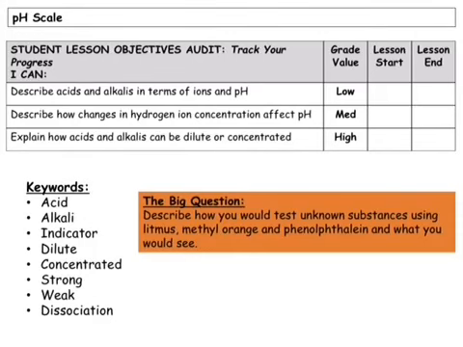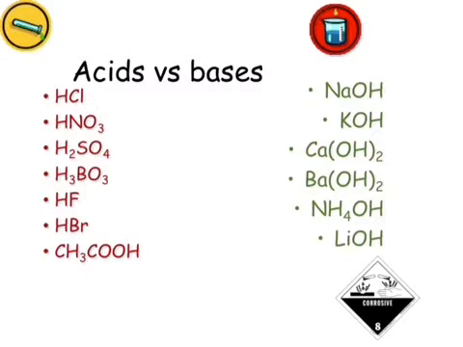In this first part of the video, we're going to have a look at acids and alkalis in terms of their ions and their pH. We're going to have a look at how changes in hydrogen ion concentration affects the pH of a substance, and we'll have a look at dilution and concentration.